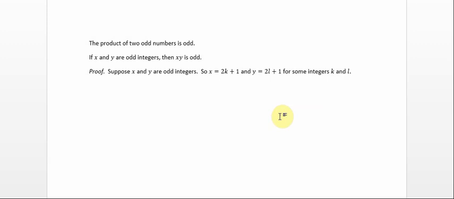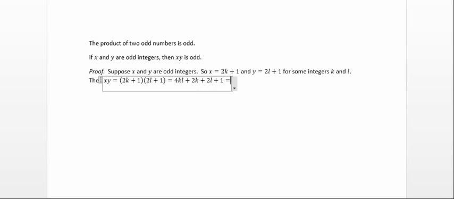So, okay, we've used the definition of odd and we have expressions for x and for y. Okay, then now let's see what xy gives us. x times y. We want to ultimately show that it is odd, so we ultimately want to say that it's 2 times something plus 1. Okay, well, we can sub in our expressions like that. I think the obvious thing to do here is multiply it all out. So we get 4kl plus 2k plus 2l plus 1.